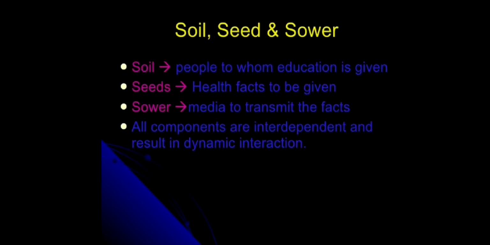We also have soil, seed, sower. Okay, what do you mean by this? Let's explain it one by one. Soil. Soil is people to whom education is given. So who are the soil? These are those people to whom education is given. Seeds, health facts to be given. Sower, media to transmit the facts. All the components are interdependent and result in dynamic interaction.